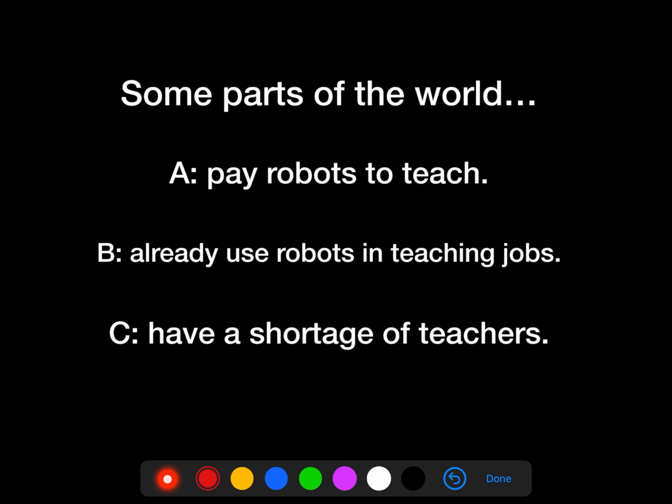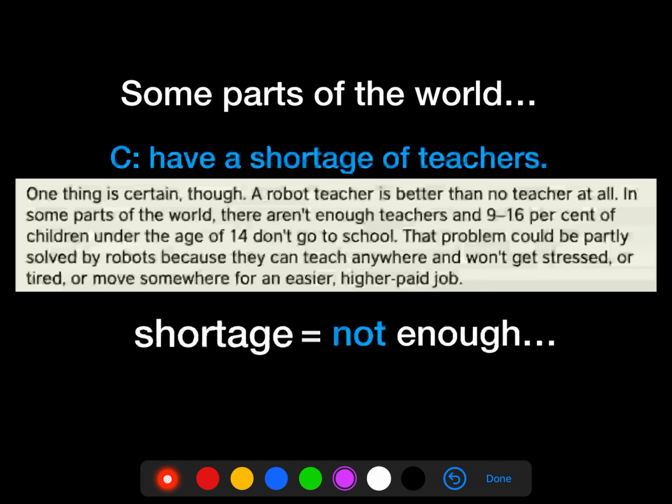Some parts of the world, A, pay robots to teach. B, already use robots in teaching jobs. C, have a shortage of teachers. Shortage means running out of. So it means no teachers in that part of the world. Okay, now shall we have a look at the answers? The answer is C. Some parts of the world have a shortage of teachers.